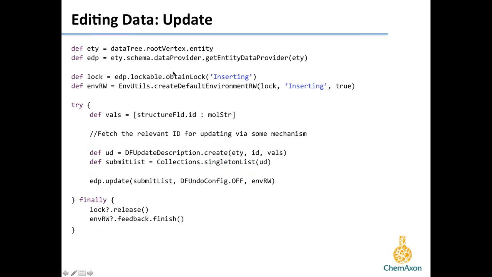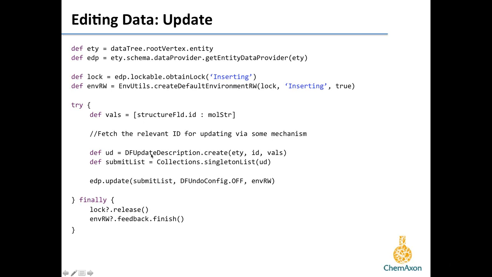Updating data just requires a few more steps. So again, we're going to define our entity data provider, our lock, and our environment. Now let's say we want to update a structure. So again, we're going to indicate our structure field with our new structure string, but we have to tell it which ID, which row, we are updating via this mechanism. So we're going to pretend that we've already determined which ID it is. We fetched the ID by matching to a query, or we've manually indicated it, some mechanism.